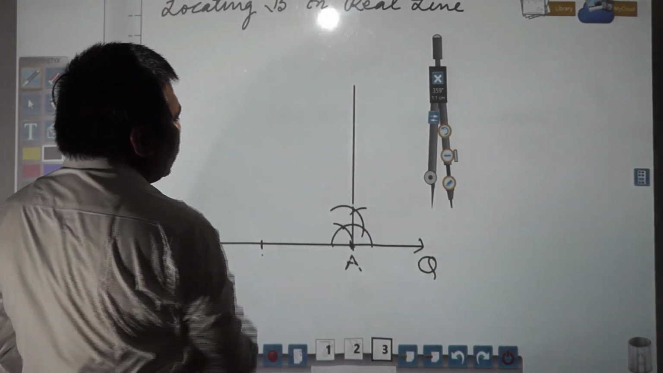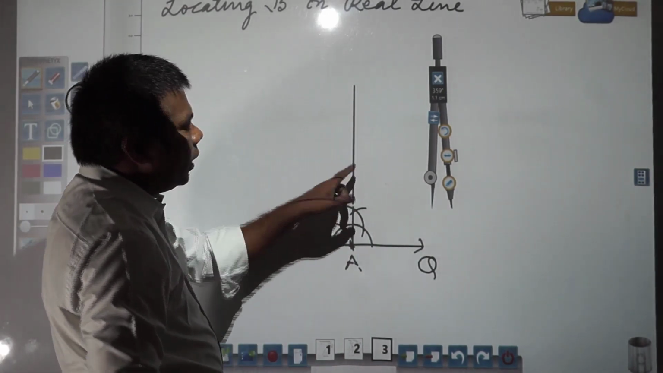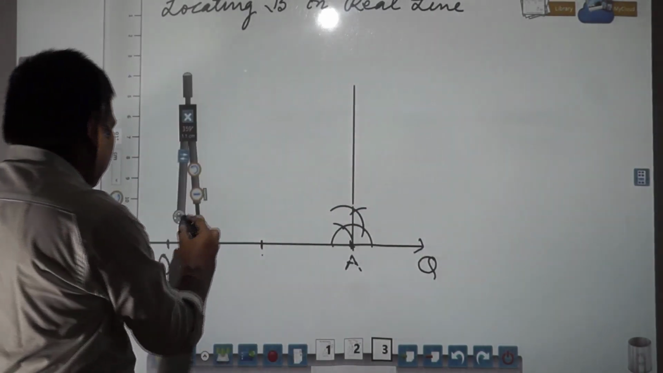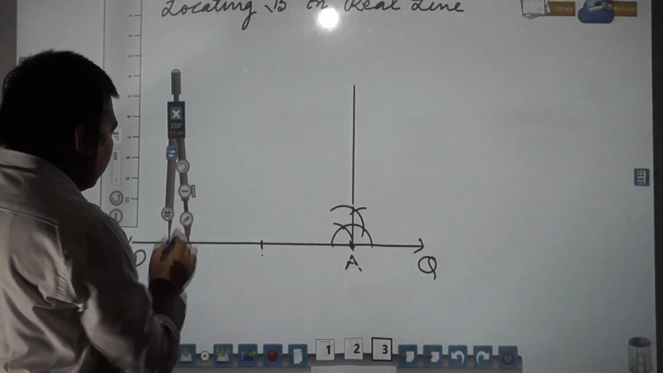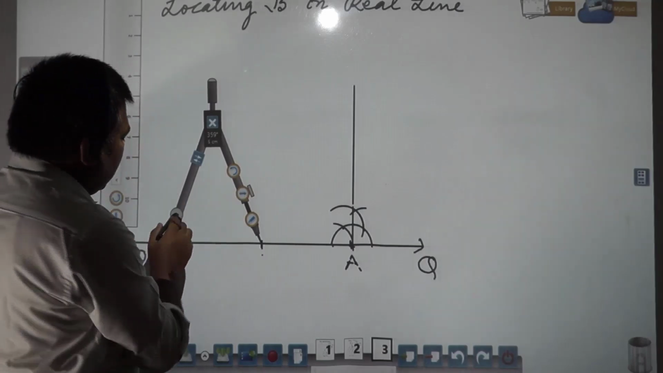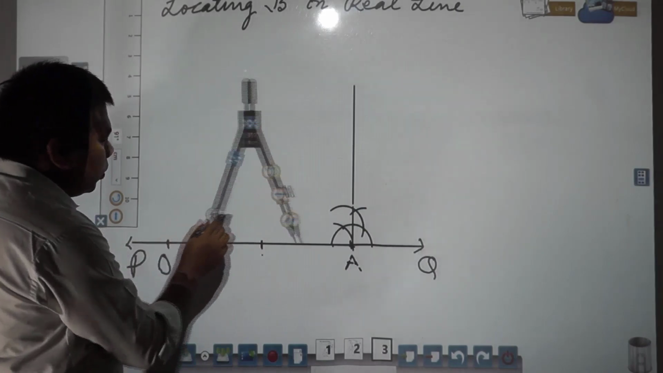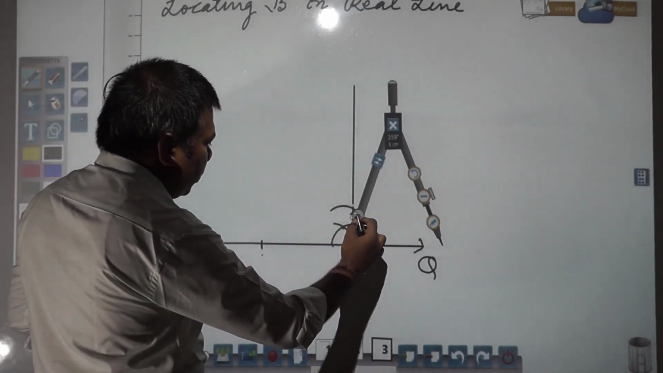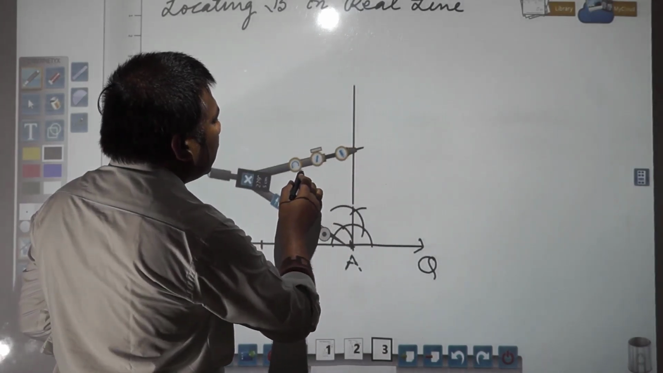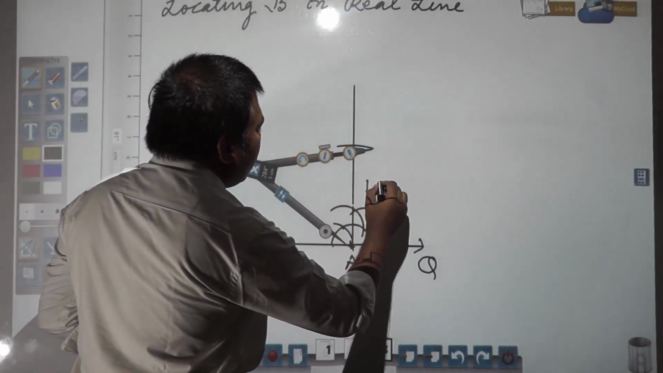Now what we need to do: on this perpendicular line we need 1 unit length. For that, that's why I told you to remember your 1 unit. So our 1 unit was here 5 inch. So you take this, or whatever measurement is there, that I have taken 5. Here you put your needle and take the length of 1 unit. So that I have taken, this is 1 unit.